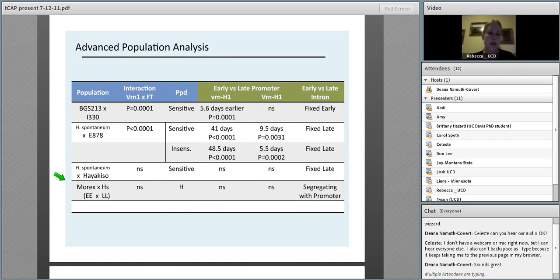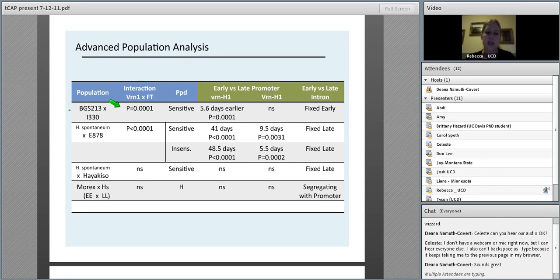So here, like I said, it's very complicated. The different populations are very complicated in all their combinations of vernalization genes and photoperiod genes. So we've tried to break these down a little bit. This first population is BGS213 and I330. BGS213 has the dominant VRN3 gene, which is primarily what the 2006 paper was using to show that association between VRN3 and FT.